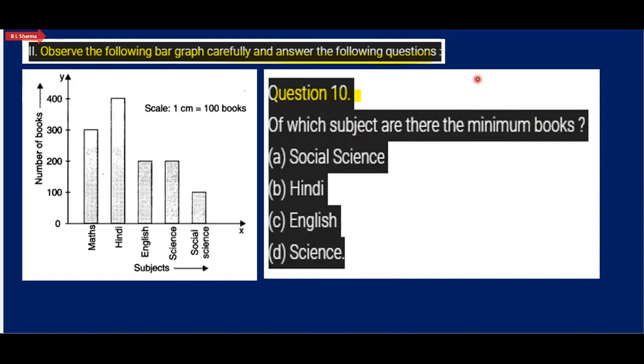The minimum books of this subject, and this is social science, and it is having only 100 books. So social science is the correct answer here. देखिए, the height of social science is minimum here, that is 100 books. Science 200, English 200 books, Hindi 400 books, and mathematics 300 books. So minimum books are of social science, and that is 100 books.